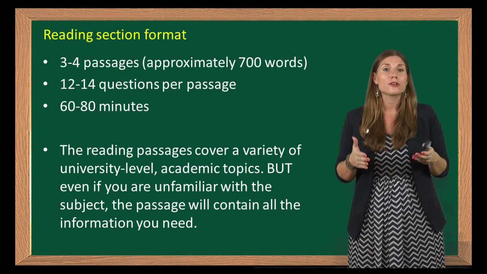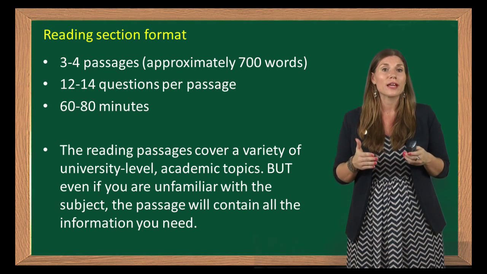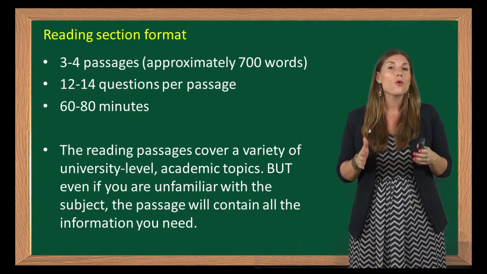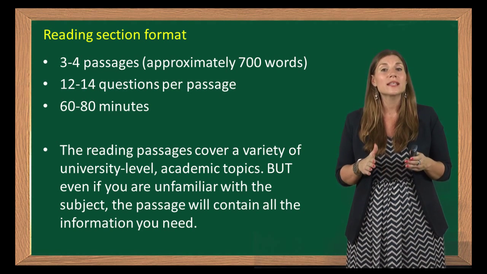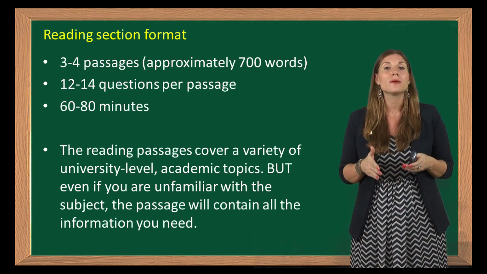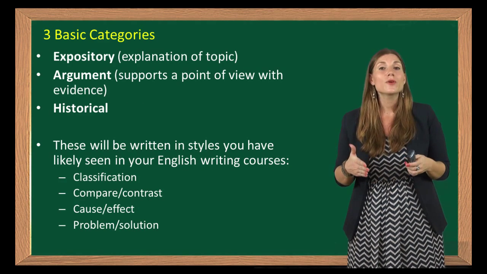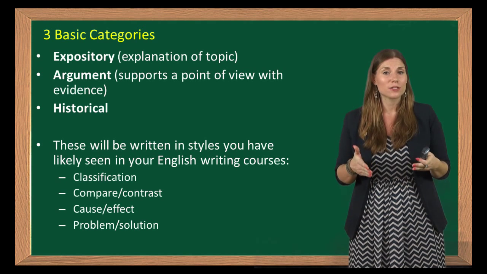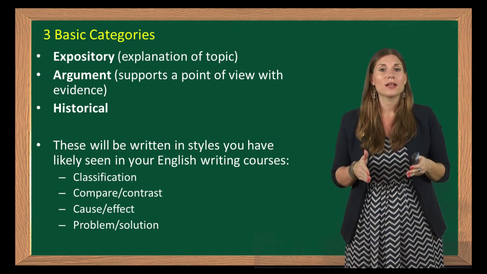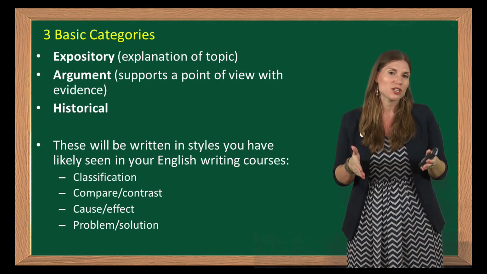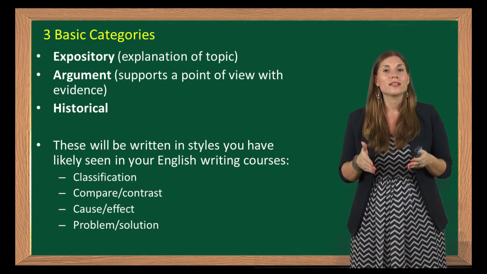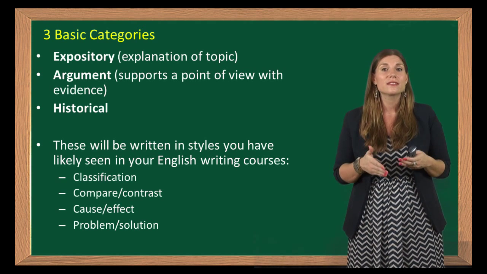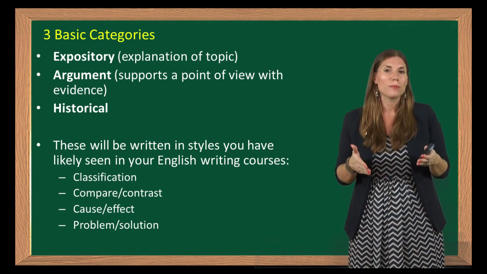And just like in many other sections, the reading passages will vary, but they are academic-related topics at a university level. But don't worry, if you're unfamiliar with the subject, the passage will contain all the information that you need to be able to appropriately answer the questions. In the reading section, you will see 3 basic categories of writing that are presented in several different style types. The first is expository. An expository just means an explanation of something. The second is argument, and as you probably know, an argument is when something is supported with evidence. And the third is just a historical piece.